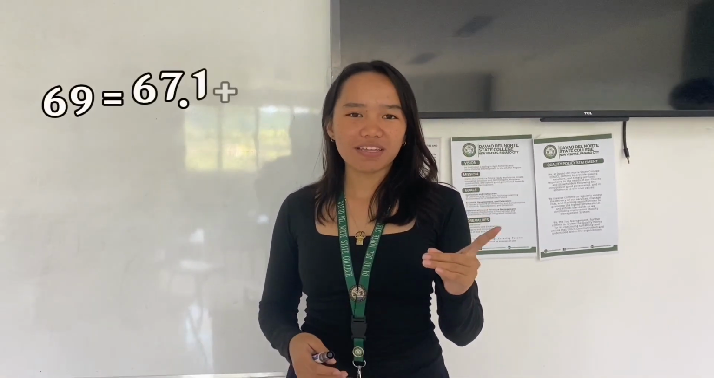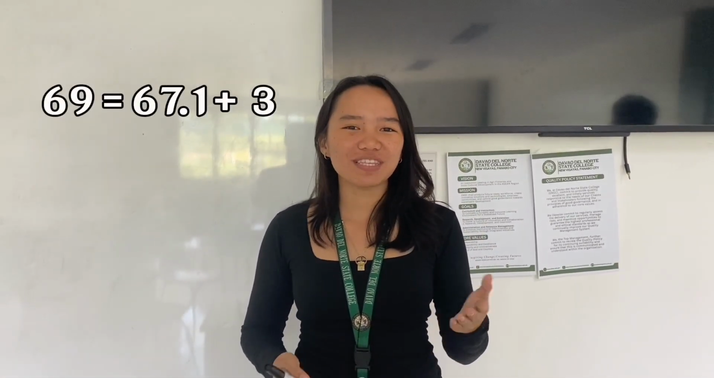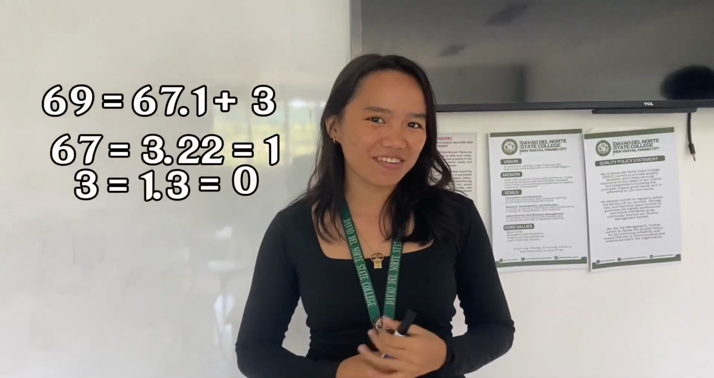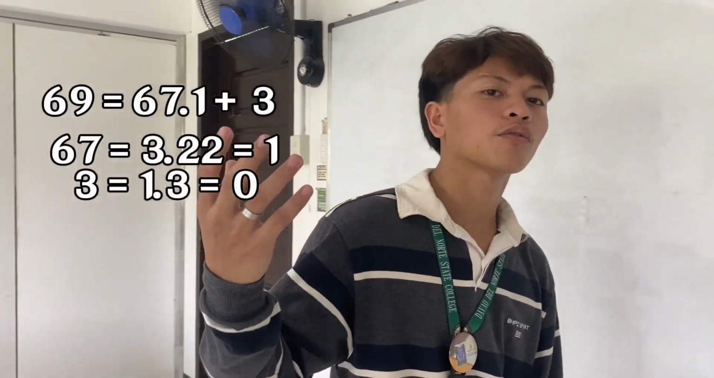To summarize the Euclidean algorithm, first, divide the largest number by the smallest number. Second, get the remainder. Third, repeat the process until the remainder is 0. The last remainder is the GCD. It's a simple, efficient, and reliable technique.